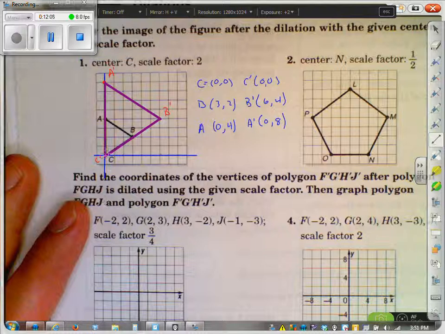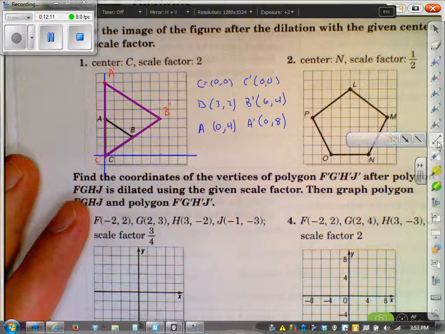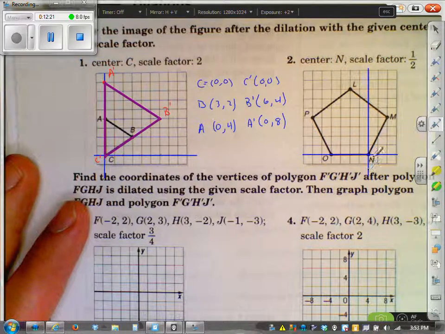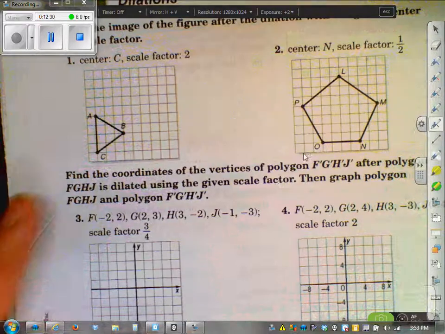Okay, with C. Now this one's the same thing. N is our center, so N is going to be at the origin. All right, and so now our points, N is going to be 0, 0, but now we have to deal with some negatives here, and we're going to multiply it by 1/2. All right, so same thing there.